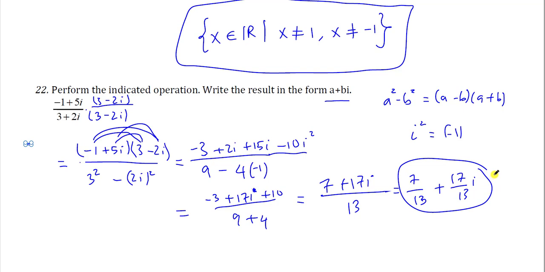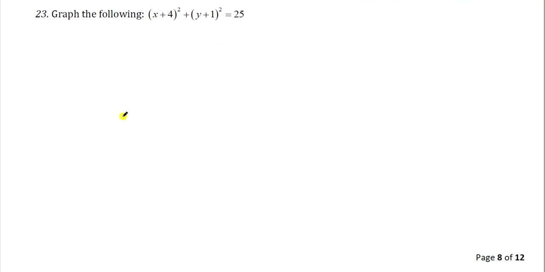So anytime that you want to simplify a complex rational expression, just multiply by the complex conjugate on the top and the bottom. The next question is to write the following equation. Now this is the equation of a circle. Remember, for any circle, we have the form x minus h squared plus y minus k squared equals r squared. (h, k) is the center of the circle and r is the radius.